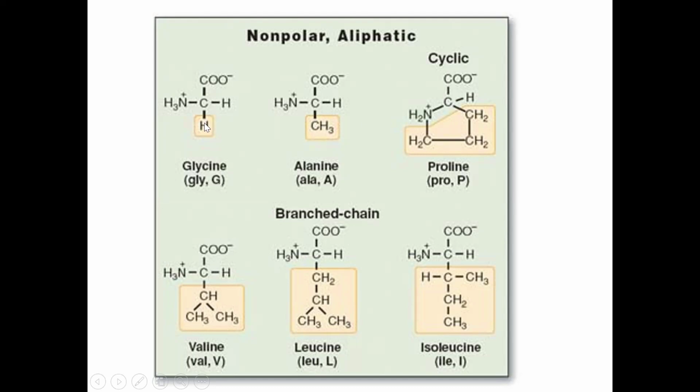We have glycine as the simplest amino acid, and it's achiral because the carbon atom here contains 2 hydrogens, and a chiral carbon or chiral center is attached to 4 different groups. So in the case of glycine, it is achiral. And here we have alanine, chiral, and proline here as an amino acid. And we have branched chains here, as in the case of valine, leucine, and also isoleucine.